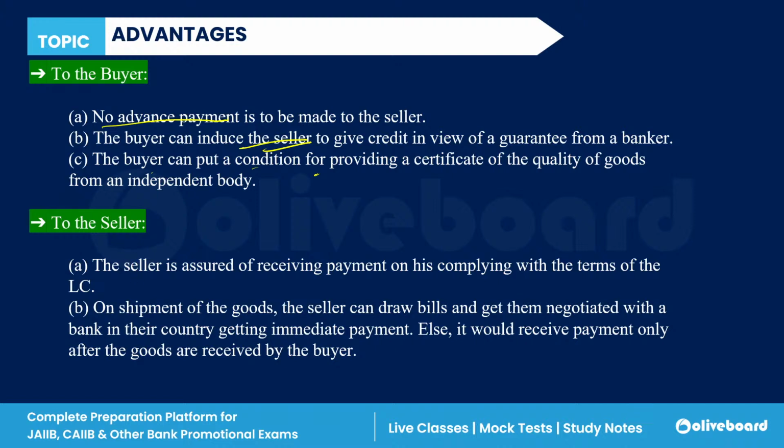The seller is assured of receiving the payment. First of all, the main thing is that the letter of credit acts as a guarantee that you will receive the payment. On shipment of goods, the seller can draw a bill and get it negotiated with the bank in their country, getting immediate payment. So these are the different advantages provided to the buyer and seller.